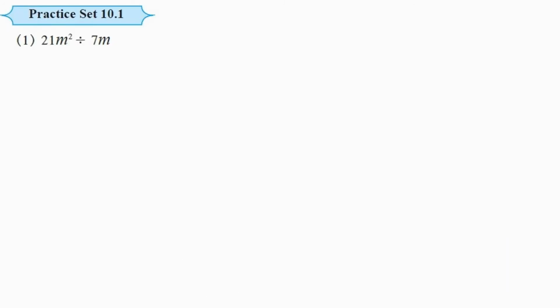Let us do the first sum of practice 10.1. So this is very simple. We can do this in this manner as well. So we have 21m square divided by 7m. So m from the denominator and m from the numerator will get cancelled off, and we know 7 threes are 21, and this would become 3m.